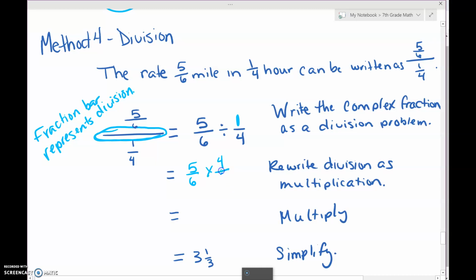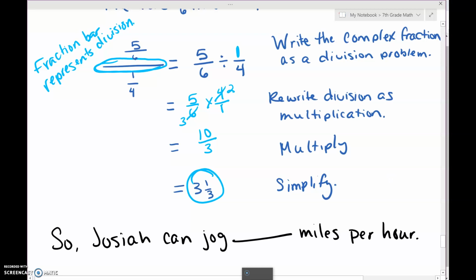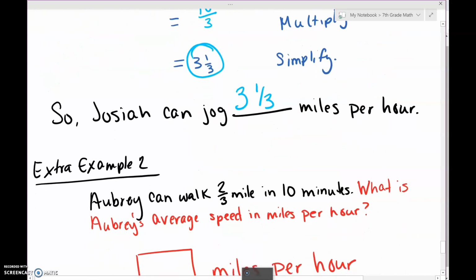Okay, so now that we have the problem right, 5/6 times 4. Look for some things to simplify. 6 can become a 3, 4 can become a 2. 5 times 2 is 10, 3 times 1 is 3. And I simplify it down to 3 and 1/3. Hey, you guys, even I make mistakes. It's okay. So Josiah can jog 3 and 1/3 miles per hour. So let's do another example.